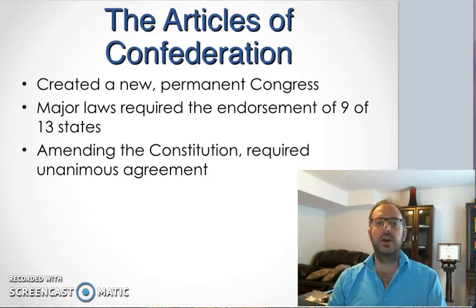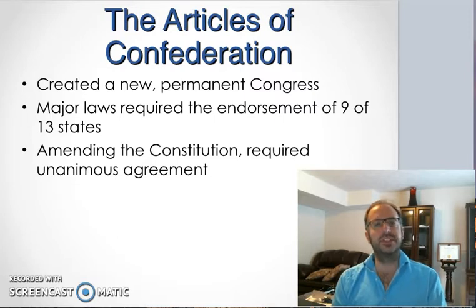Major laws required the endorsement of 9 of 13 states, or approximately 75% of all the states that existed at the time. This was a significant bar to cross, but it got even worse if you tried to amend the Constitution. This required unanimous agreement. Think about this for a minute. Trying to get 3/4 of Congress on board with something, 3/4 of the states on board with something, is going to be difficult enough.